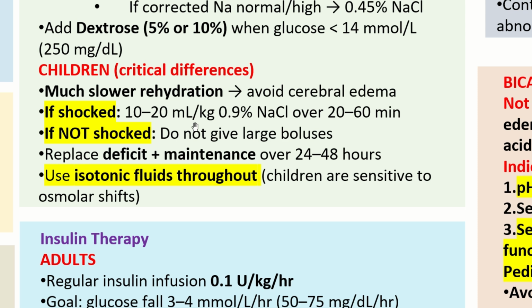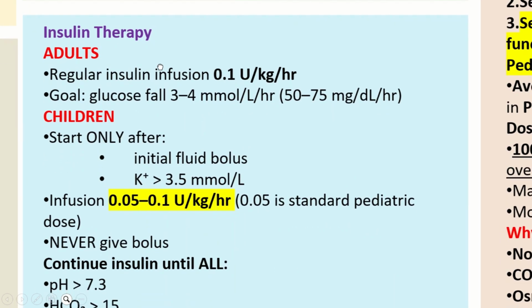Then you want to replace the deficit, and then give their maintenance. So you want to find out how much they have lost. If you know it, then you can check the maintenance fluids using the whole liter formula. You can check that out, or you can use the 4-2-1 rule, and you find out their requirements for the next 24 to 48 hours, and that is what you will continue giving slowly. And you want to give isotonic fluids throughout in children, because most of the time they're sensitive to these changes in osmolarity. Then we move on to insulin therapy.